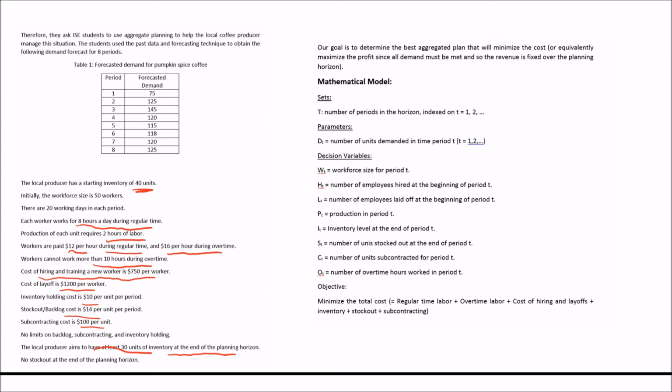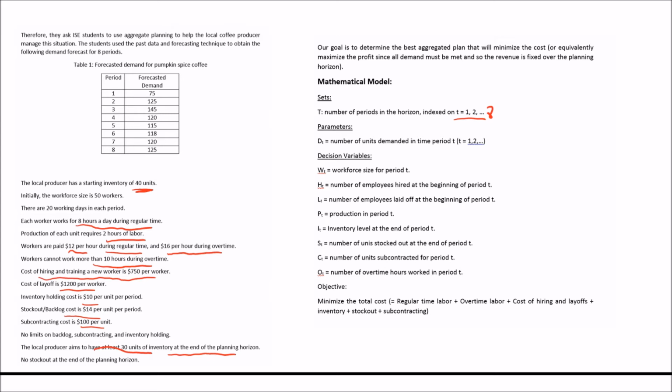So if we talk about the mathematical model, first we have a set. So our set is the number of periods in the planning horizon. So this is indexed on T, 1 to 8 in this case. Parameters. Our parameter is demand. So d_t is the number of units demanded in time period t, and t is from 1 to 8.